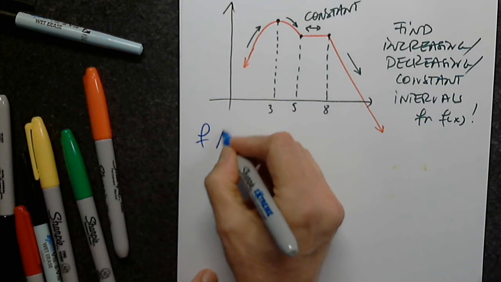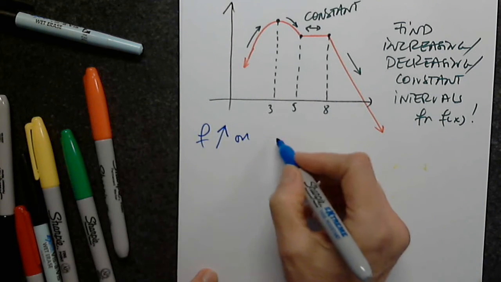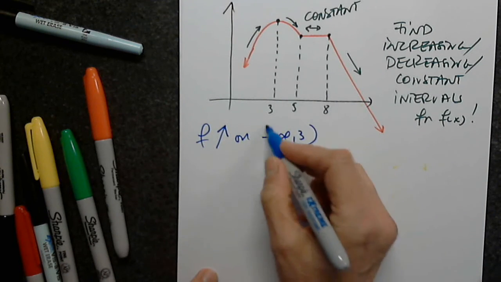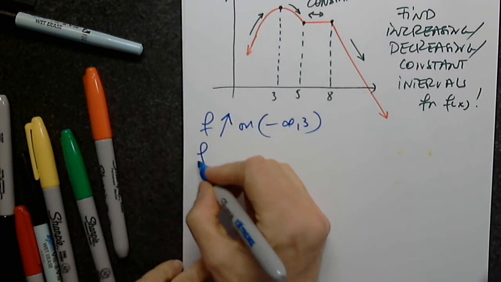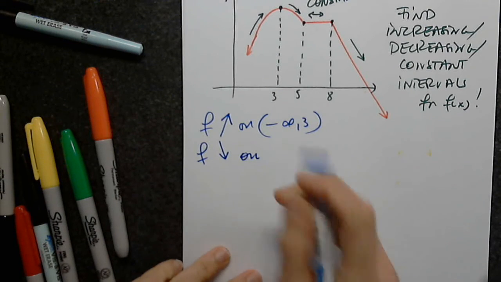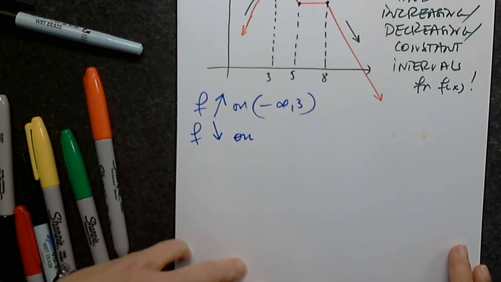So I will say f is increasing on -infinity to 3. Notice again that we are talking about the x values. So the trend is that this function is increasing for any x value between -infinity and 3. What about f decreasing? On what? Can anyone give us the answer? Is decreasing on?